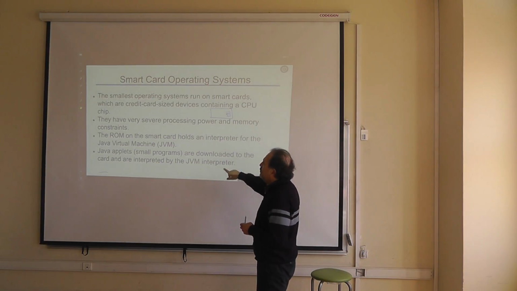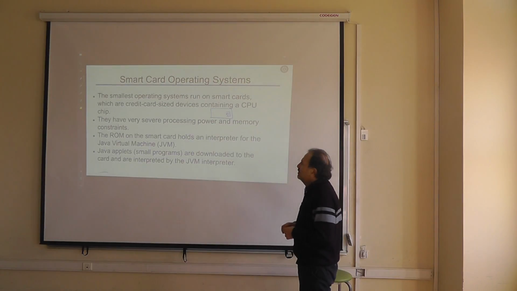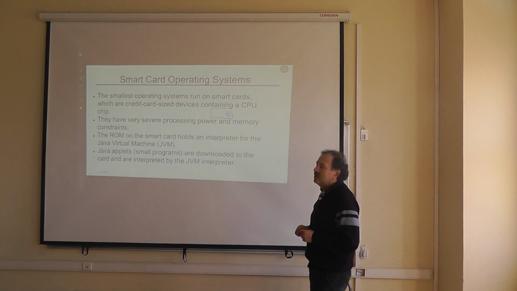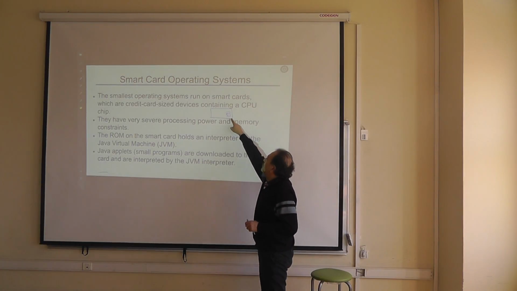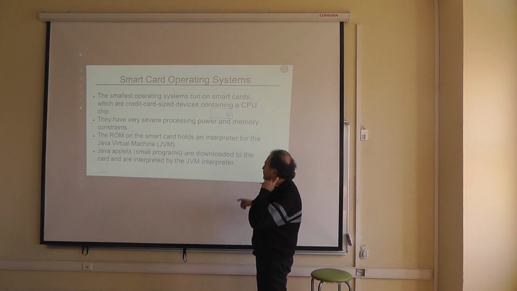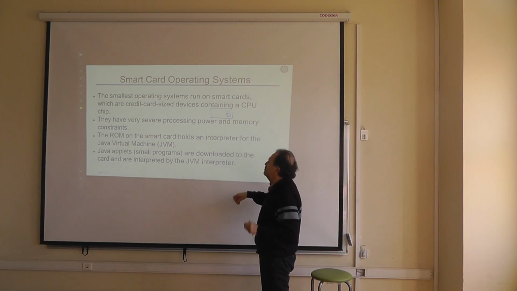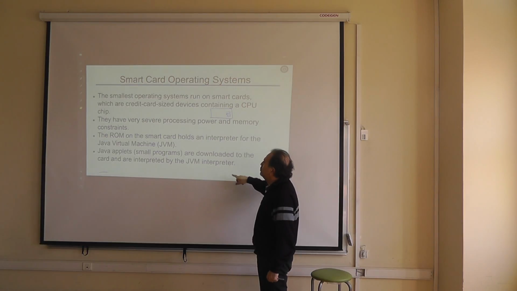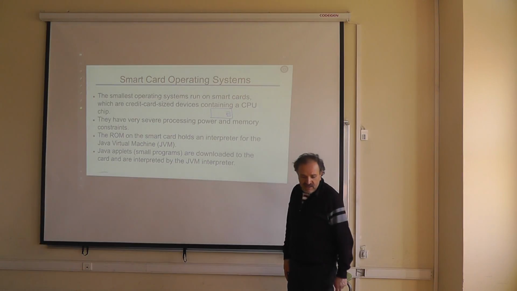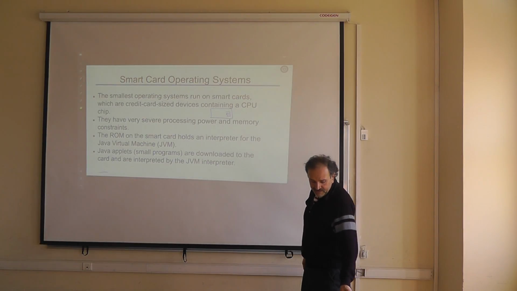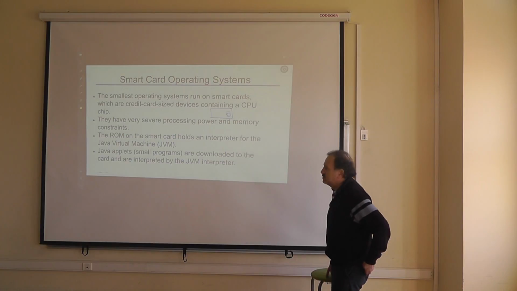The ROM, read-only memory, on the smart card holds an interpreter for the Java virtual machine. Actually, it is running this JVM, and you can run small Java applets. Java programs are downloaded to the card and are interpreted by the JVM interpreter. So when you connect this to a card reader, the card reader uploads some Java code to this card, and this card runs that code, which is very simple and easy to run.